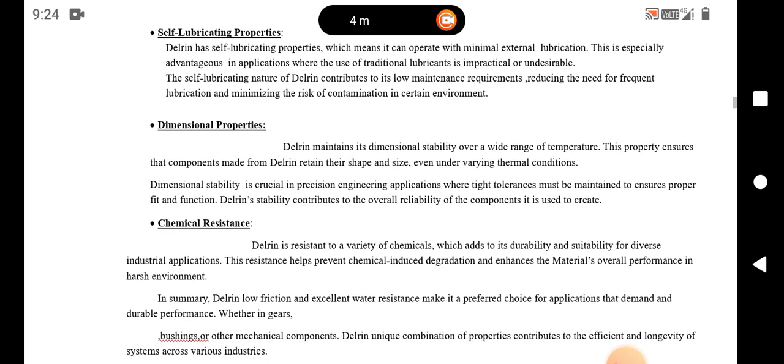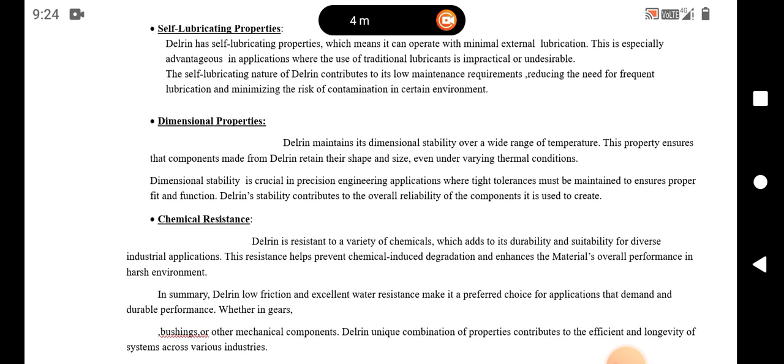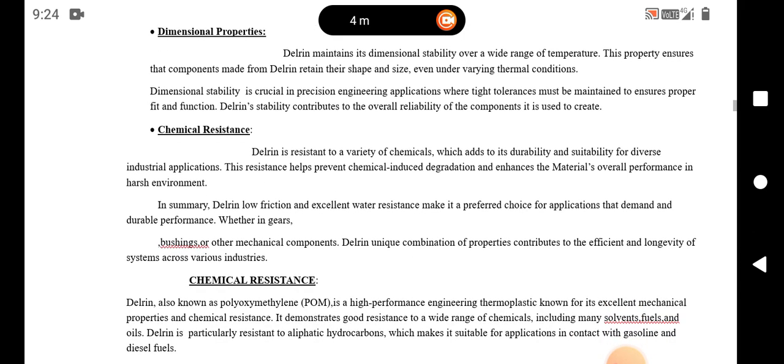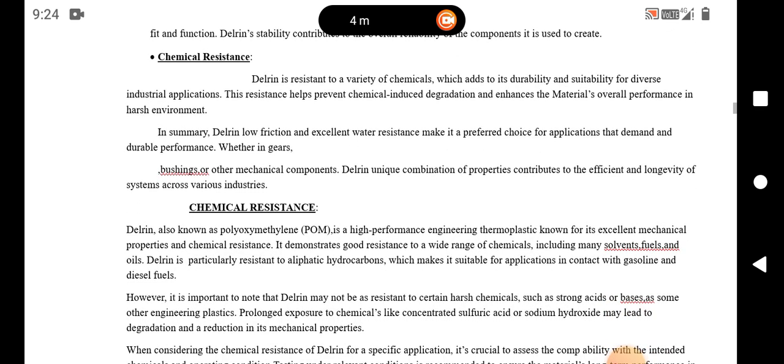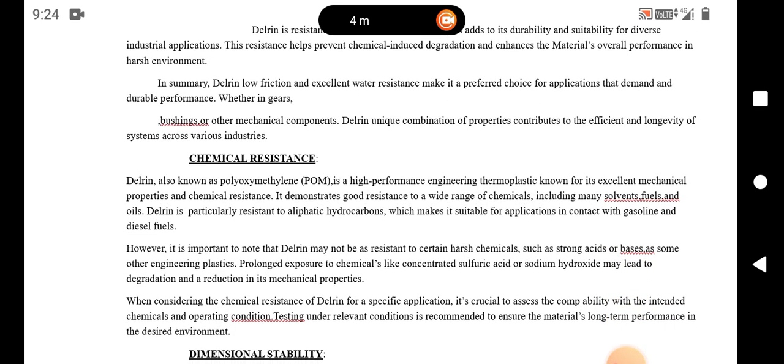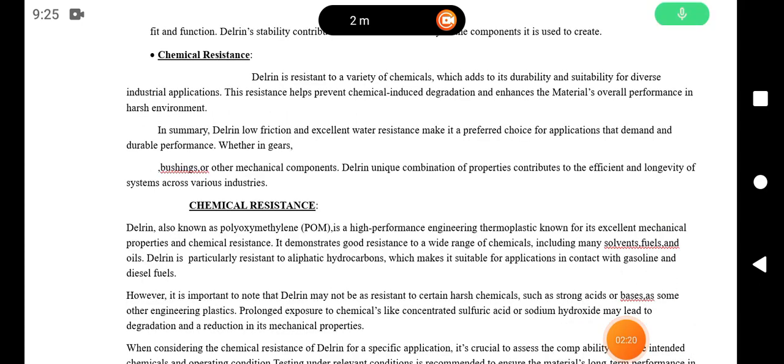Dimension stability: Delrin maintains dimension stability over a wide range of temperature. This property ensures that components made from Delrin retain their shape and size. Chemical resistance: Delrin is resistant to a variety of chemicals, which adds to its durability and stability for diverse industrial applications. In summary, Delrin's low friction and excellent wear resistance make it a preferred choice for applications that demand durable performance.